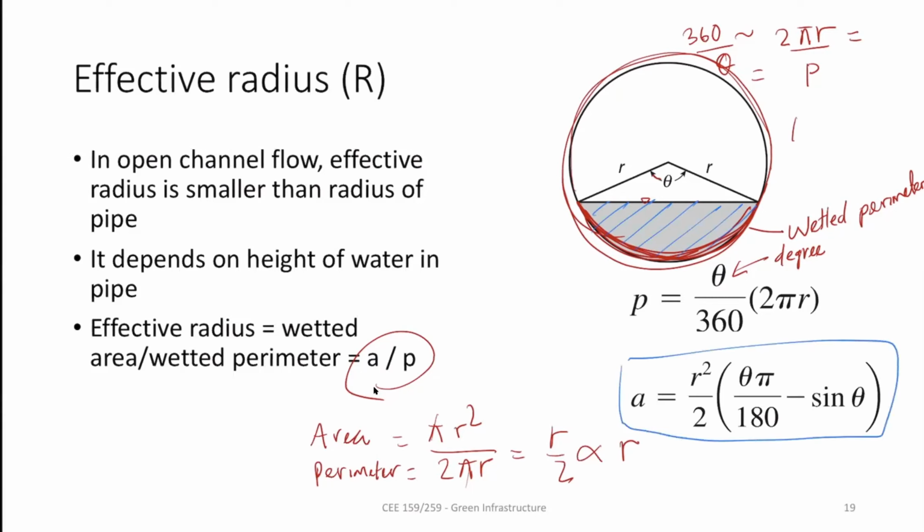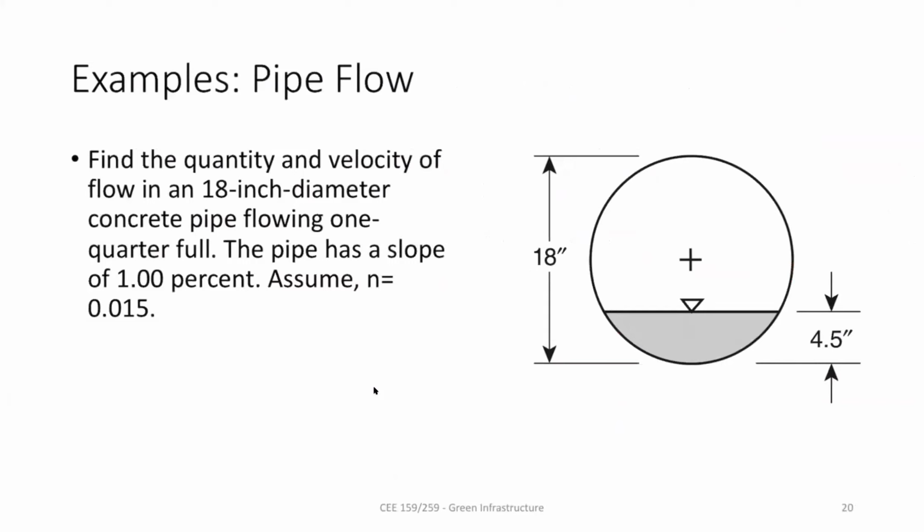Okay. If you get this value, you can calculate the effective radius. Once you have the effective radius, you can calculate all the different flows and everything else. So let's have an example here. Find the quantity and velocity of flow in an 18-inch diameter concrete pipe flowing 1/4 full. The pipe has a slope of 1% and assume n equal to 0.15. So if you know the velocity, this is basically given to you.